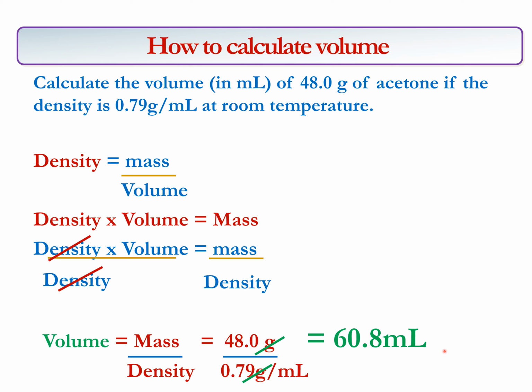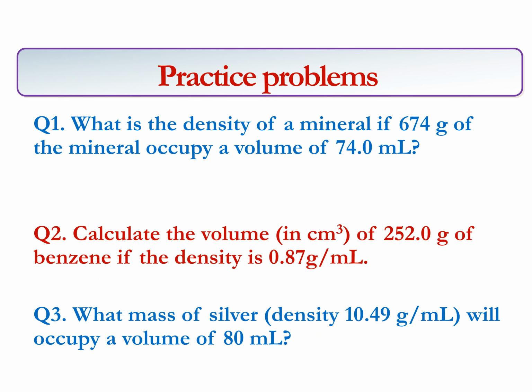So this is how to get your final unit. If you leave all the units, some of them will cancel out, and the ones that are left will then be the final unit. So the answer to this problem is 60.8 milliliter. So you can practice these problems just to make sure that you have understood how to do density calculations, how to calculate density, and how to calculate mass and volume.